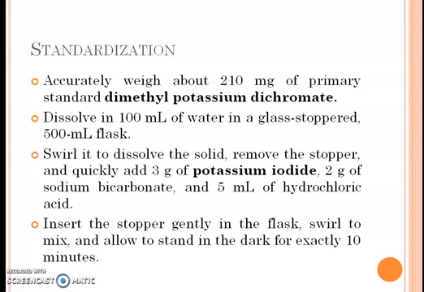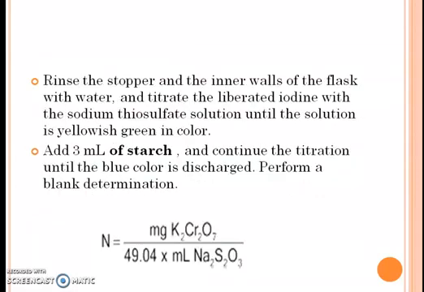Here are also added 3 gram of potassium iodide, 2 gram of sodium bicarbonate and 5 ml of hydrochloric acid. We have to allow the solution to stand in the dark for exactly 10 minutes. We have to rinse the stopper and inner walls of the flask with water and titrate the liberated iodine with sodium thiosulfate solution until the solution is yellowish green in color.